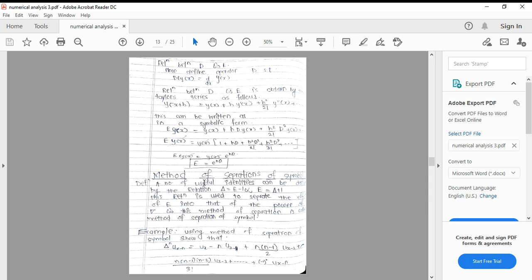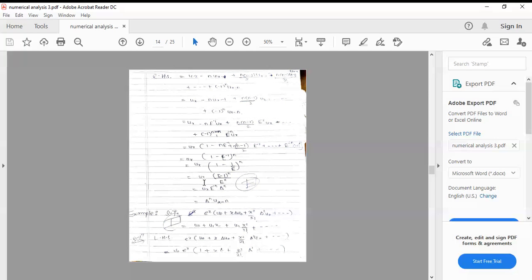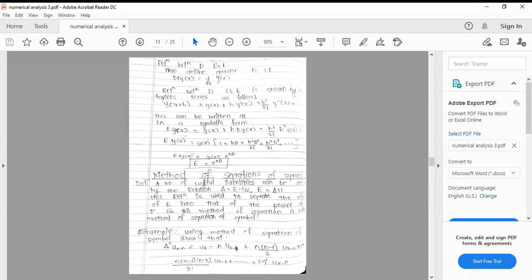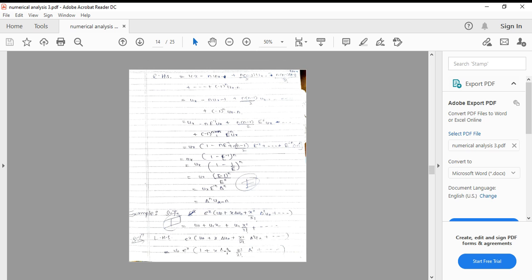Now the method of separation of symbols is the next point. So for this, a number of identities can be defined by using forward, backward, central, and averaging operators and the shift operator. Okay, so using the method of separation, we have to solve this example. Okay, what is the example? Delta raised to n, that is forward difference operator raised to n u(x minus 1). This we have to prove.